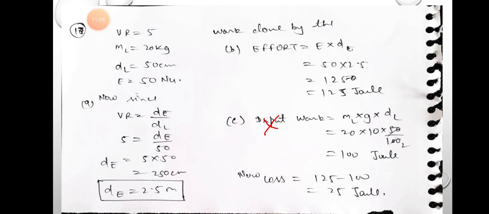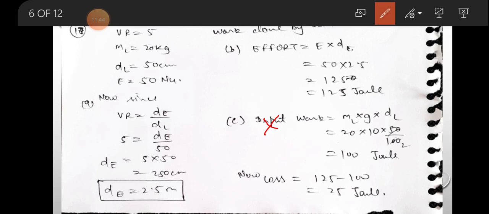Now DL is the displacement in the load. The mass of the load is given as 20 kilogram, G is 10, and displacement in the load is 50 centimeter. So 50 centimeter you have to convert into meter, so divide by 100 and solve, and the work you get is not your input work, that is your output work, which is equal to 100 joule.